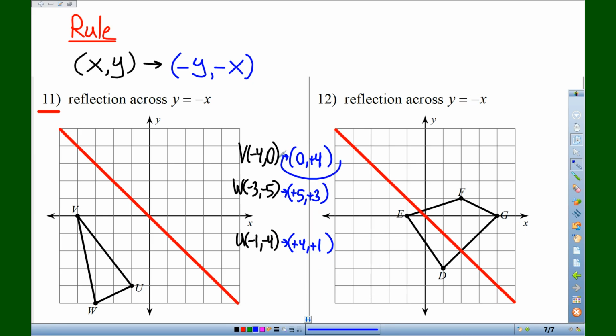So now let's plot these points. This new V is at 0 on the x, 4 on the y. So we're not going left or right, but going up to positive 4. There's the new V. New W is at (5, 3), so to positive 5 on the x, up to positive 3 on the y, right there. And then the new U is at (4, 1): 4 on the x, 1 on the y.